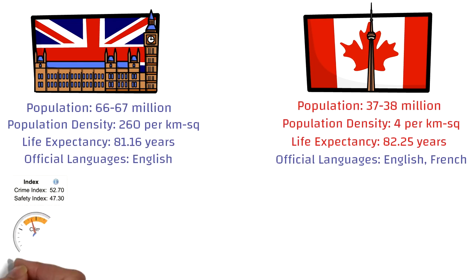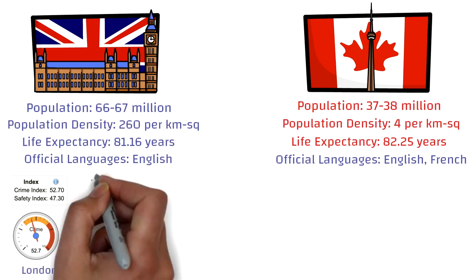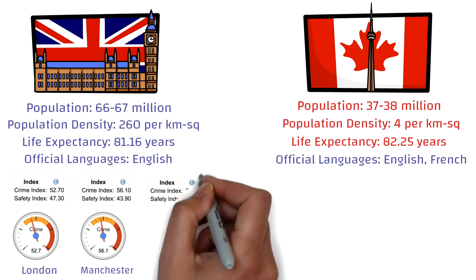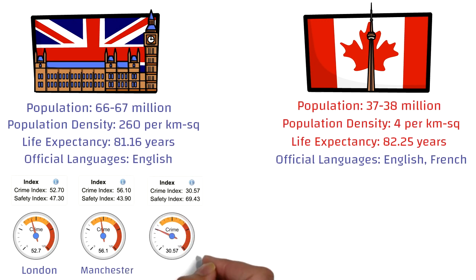Okay, now let's talk about the crime and the safety index. So for London, the crime index is 52, and for Manchester it's 56, while for Edinburgh it's around 30. So you can say that out of these three cities, Edinburgh is much safer.